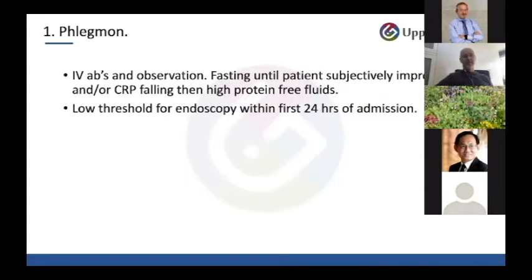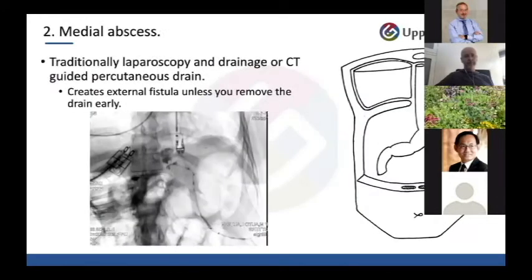That's one of the advantages of endoscopy. You can move on from one thing to another very quickly. So how to actually manage these patients? Phlegmon, so inflammation without an obvious abscess, clearly IV antibiotics and observation for a couple of days, but I'd still have a low threshold for endoscopy within the first 24 hours of admission, as per the video I showed before.